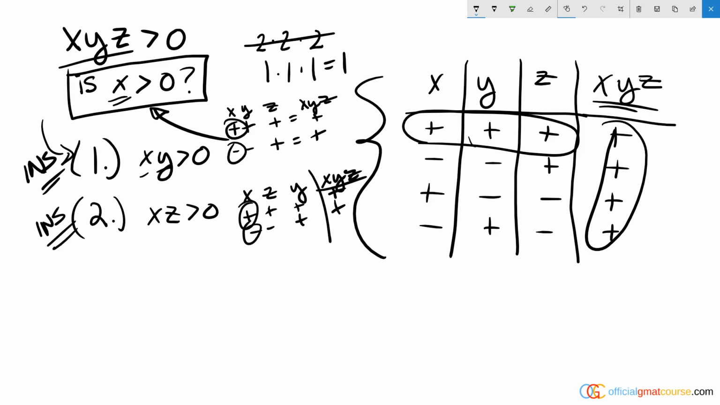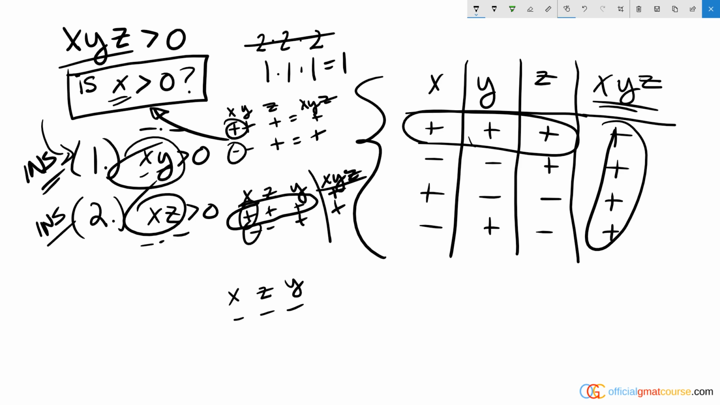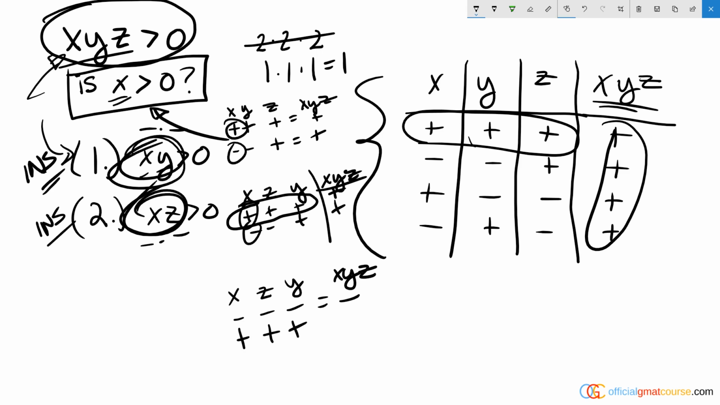Now, when we take the two statements together, the only situation that's consistent across both statements is the positive, positive, positive situation. Because if X is negative, then we need Z and Y to be negative in order for either of these statements to hold true. I'd have to have negative, negative, and I'd have to have negative, negative. But this would break the rule we were given in the question stem itself, which is the first piece of information we had, because this would give us a negative number for XYZ. But if we had positive X, we would need positive Z and positive Y to keep these two numbers positive, and that would give us a positive XYZ.